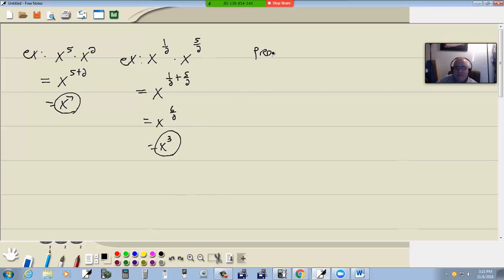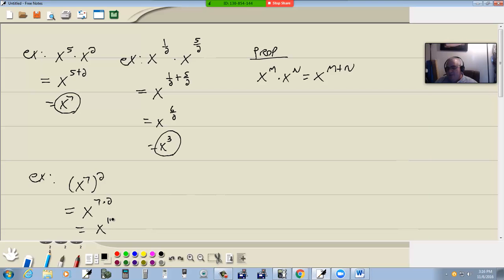Now the property for that is, you've got x to a power times x to a power, and you're going to add the exponents. On the other hand, if you've got one exponent you're raising to another exponent, you multiply them together. So this would be x to the power of 7 times 2, which is x to the 14th. And the property says we've got x to the m power raised to the n power, that's going to equal x to the m times n.